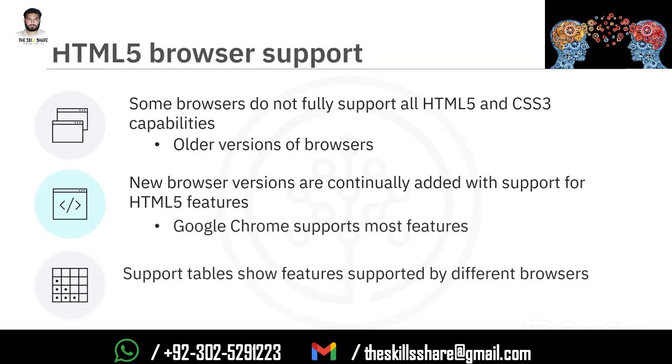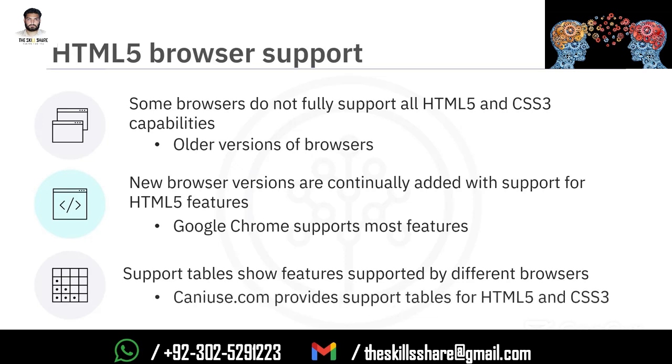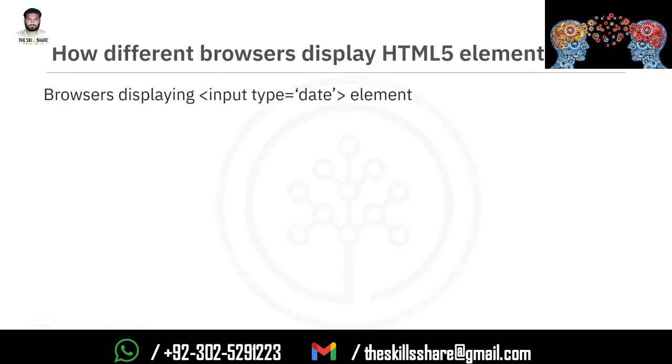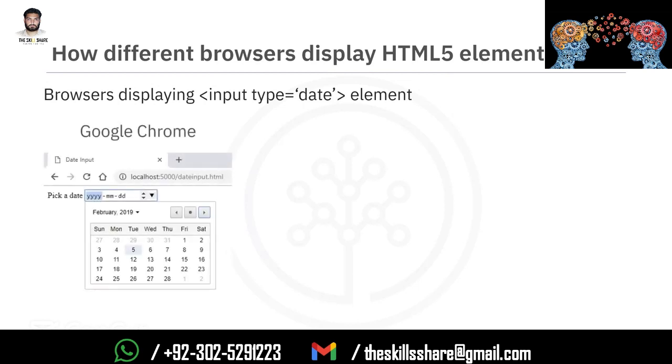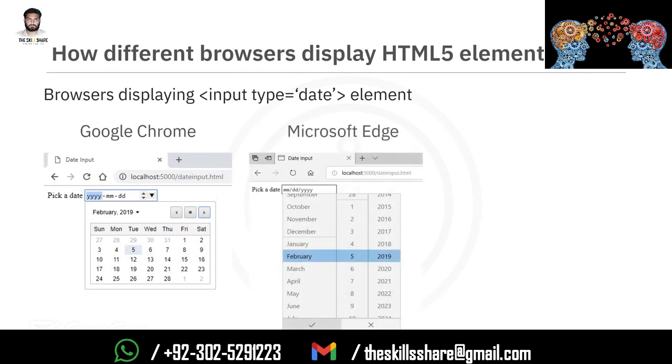Support tables show which features are supported by which browsers and can be a useful tool when developing web pages. For example, caniuse.com has great support tables for HTML5, CSS3, and more. Here are the results of displaying the input type="date" element in different browsers. The Google Chrome browser displays a calendar to enter the date. The Microsoft Edge browser displays spinning boxes to enter the date. Notice the difference in date formats.